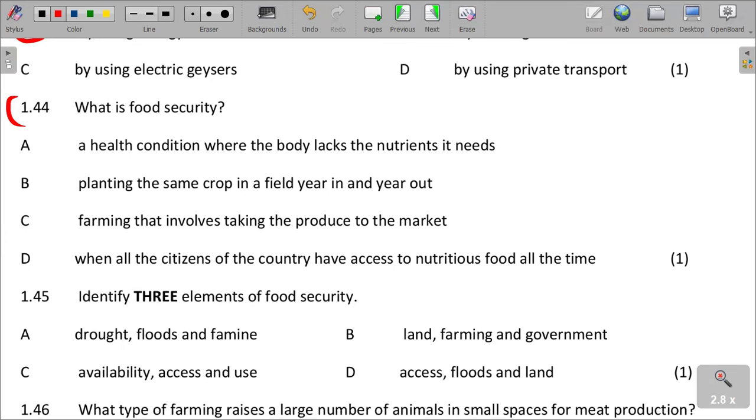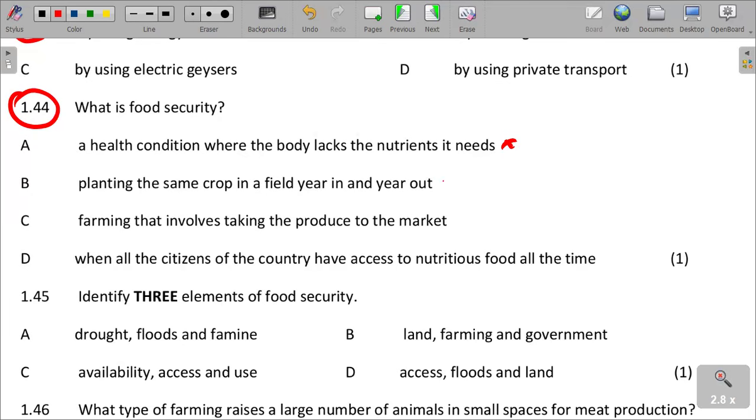Next question is saying, what is food security? Food security, in simple terms, we are saying having access to food all the time that is healthy, that is according to the health requirements of the individual, and also meeting the nutritional requirements of that person as well. So it has to do with a health condition where the body lacks nutrients it needs. It's not the correct answer.